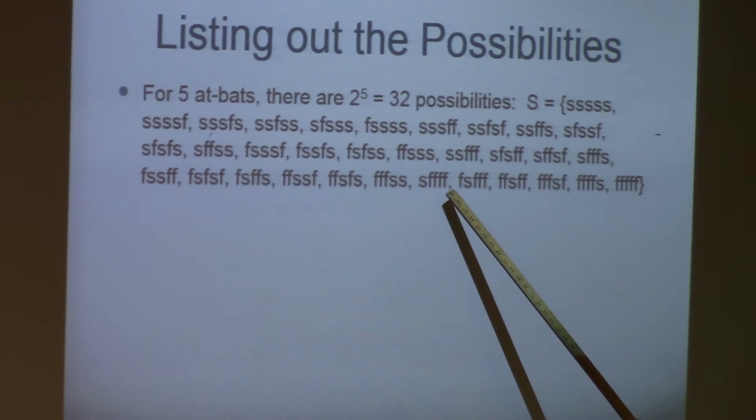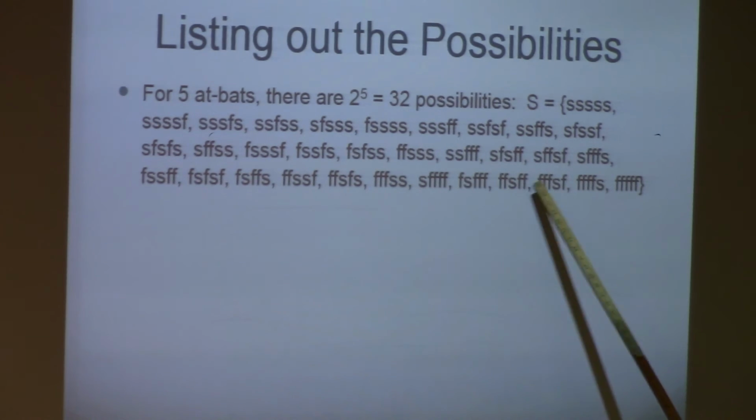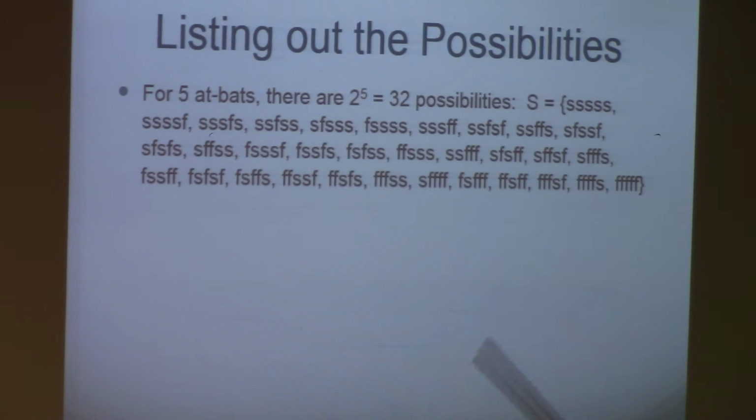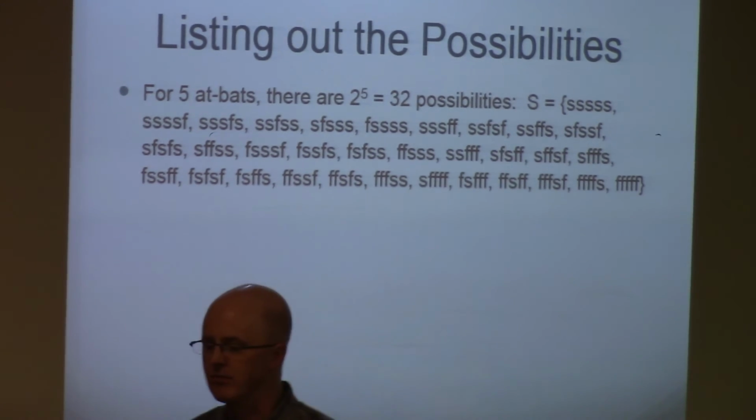1 hit out of 5 at-bats, 1 S and 4 Fs: 1, 2, 3, 4, 5 ways to get that. Or all 5 failures, he doesn't get a hit, he goes 0 for 5.